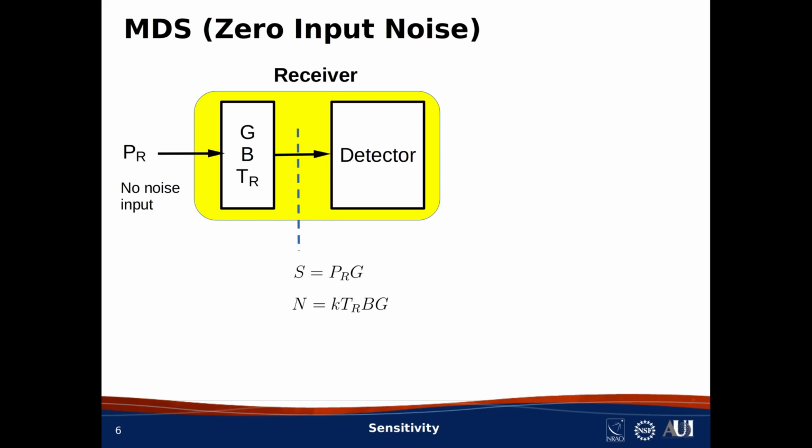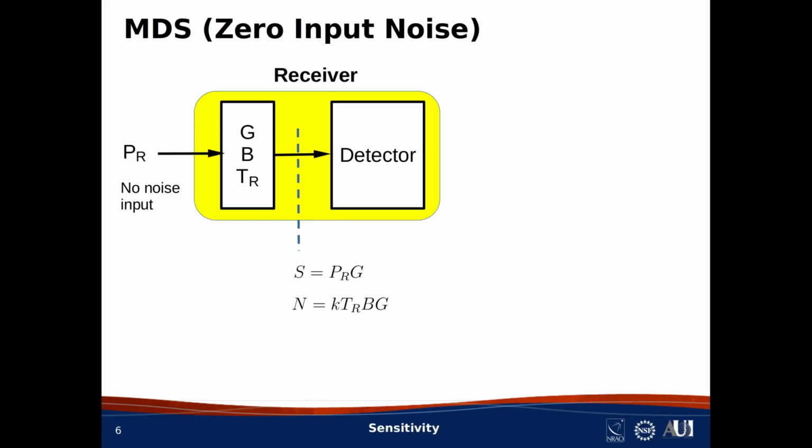In the zero input noise definition of MDS, we consider a scenario in which the desired signal is delivered to the receiver with a power P sub R, and there is no associated noise with the signal. In this case, all the noise that arrives at the input of the detector originates from the receiver itself. And to a good approximation, this is what you might expect to see in a lab measurement. Calculating the pre-detection signal-to-noise ratio is simple in this case.